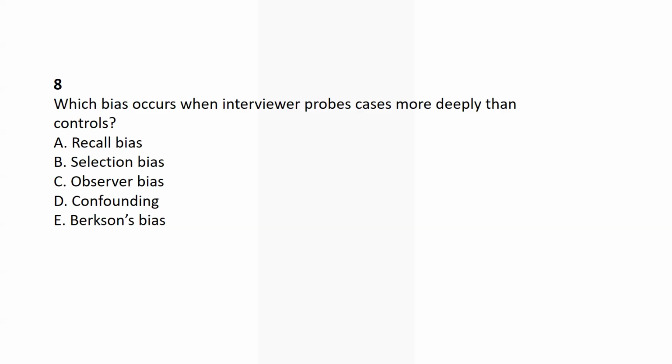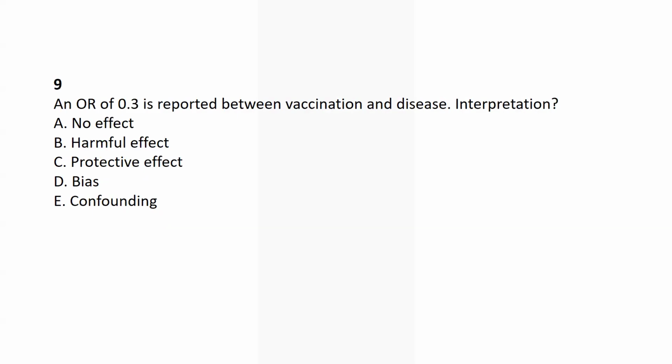Question number 8. Which bias occurs when interviewer probes cases more deeply than controls? Option A, recall bias; B, selection; C, observer; D, confounding; and E, Wilkinsonian bias. C. Yes, C is the right answer. Question number 9. An odds ratio of 0.3 is reported between vaccination and disease. Interpretation is option A, no effect; B, harmful effect; C, protective effect; D, bias; and E, confounding. C is the right answer, protective effect. A will be when value is equal to 1.